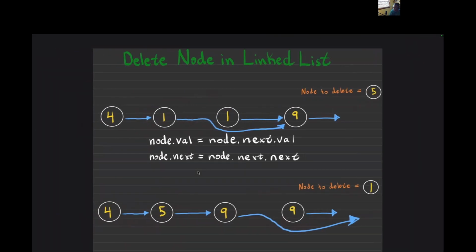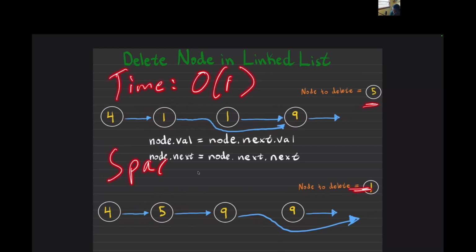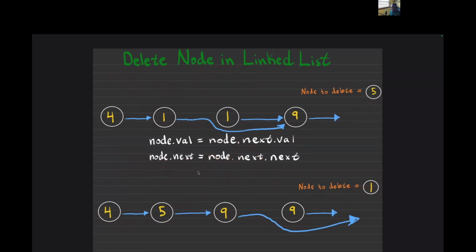If we go back to the drawing board and we talk about the time and space, because we have access to the given node, the time is constant, right? It's big O of 1. The space is also big O of 1 because we're not creating anything in memory, right?